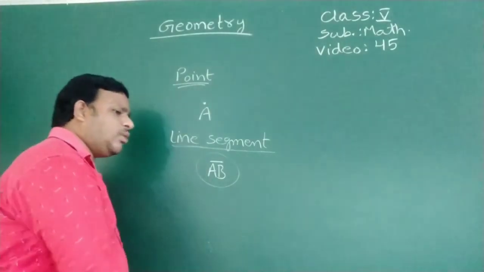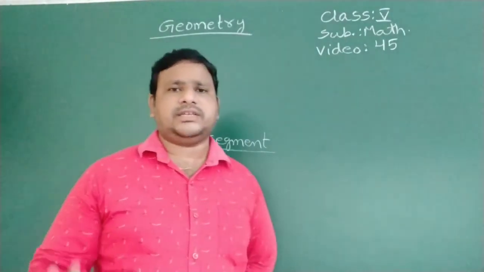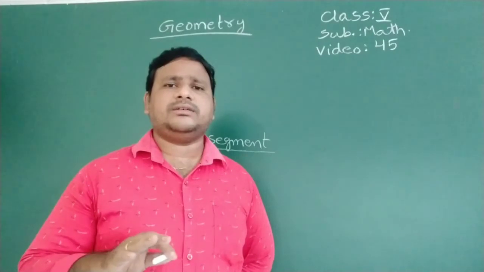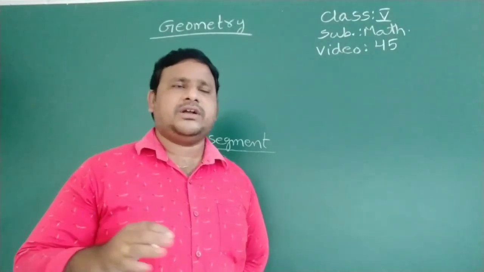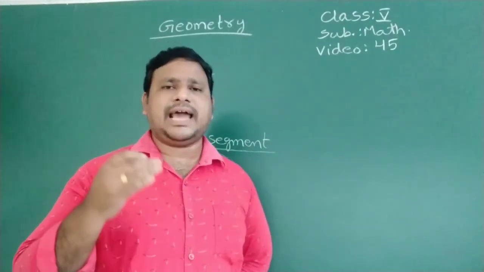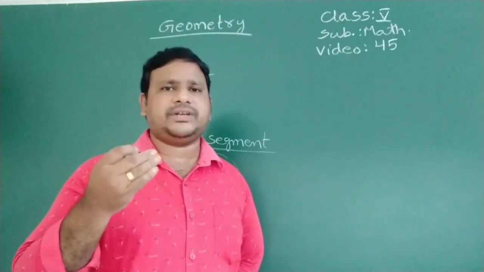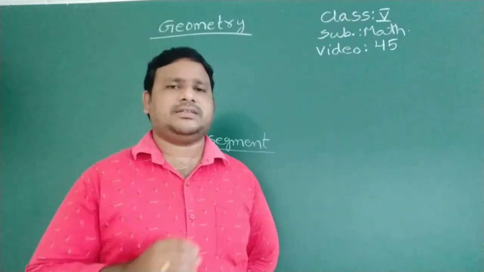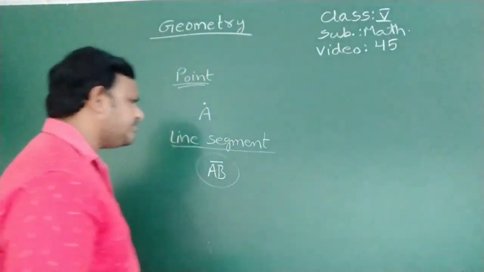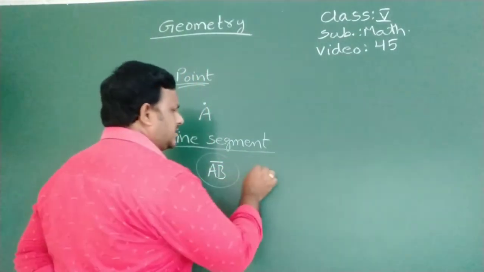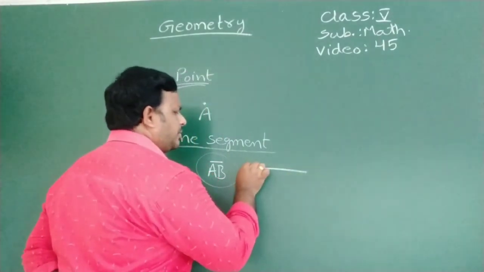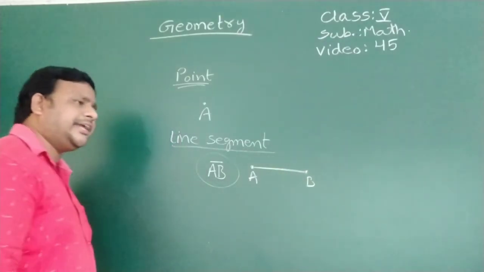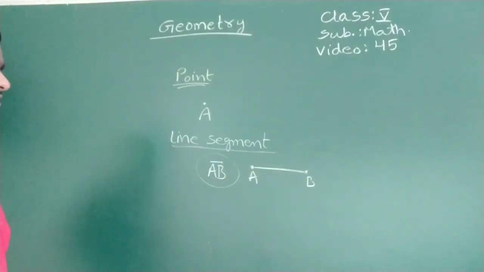It doesn't have any width or thickness. For a point, there is no length, width and thickness. Coming to the line segment, it has a definite length, but it doesn't have width and thickness. Is it clear? So the line segment is this one. This is point A, this is point B. These are the end points for that line segment.